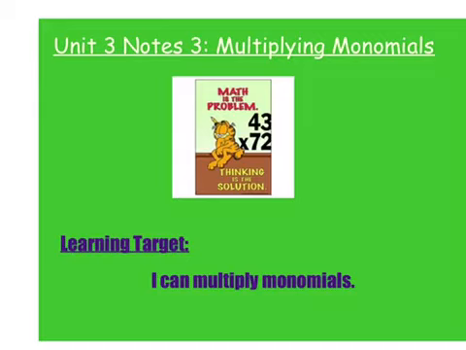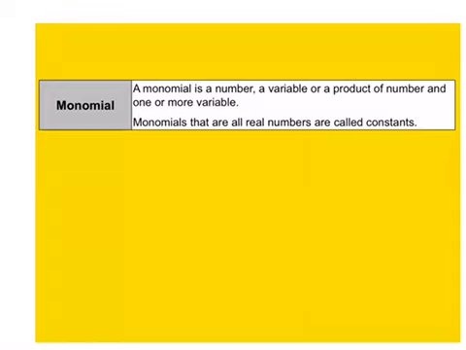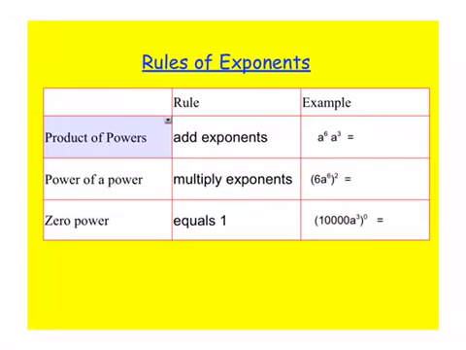Our learning target today is I can multiply monomials. So before we move on to anything, I really want you to understand what a monomial is. A monomial is a number, a variable, or a product of a number and more than one variable. So all real numbers, constants, all those things are monomials. So we could say 3 is a monomial. 3x is a monomial. 3xy is a monomial. All of those different things are what we're going to talk about today.